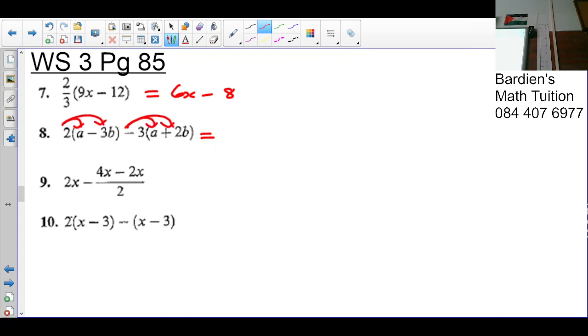People, in yesterday's test, some of you got the brackets wrong, you don't multiply. That 2 in the first bracket and the minus 3 in the second bracket: the 2 must be multiplied by both terms inside the bracket, and the negative 3 must be multiplied by both terms. Can you see that? So 2 times a, 2a. 2 times negative 3b, negative 6b. Negative 3 times a, negative 3a. Negative 3 times 2b, negative 6b.